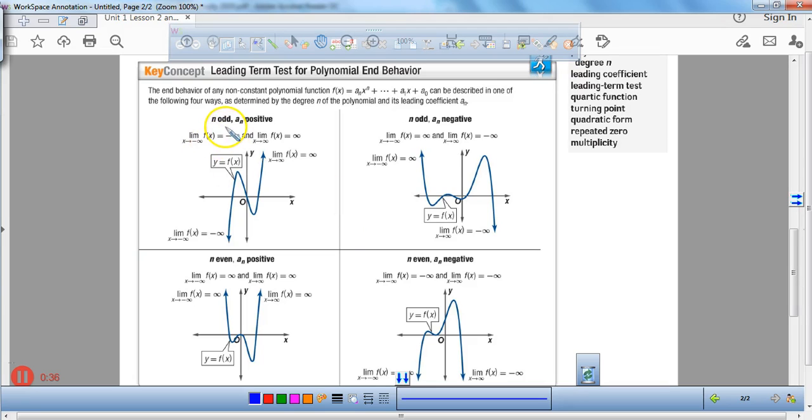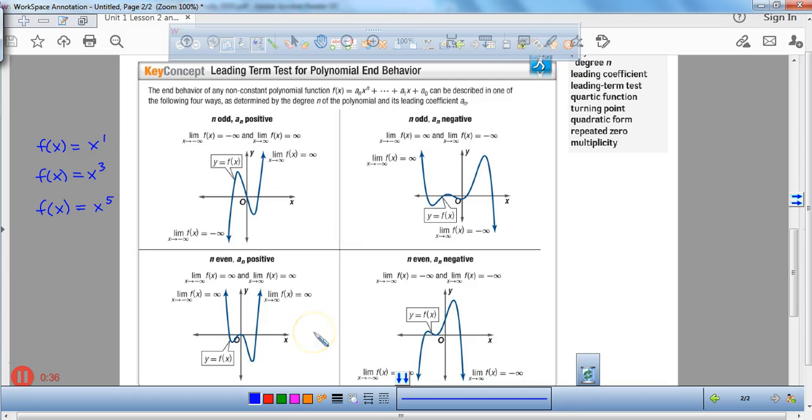So all odd degree functions that are positive will have this end behavior. So what would that be? And I'll write some examples here. For example, if I said f of x equals x, or f of x equals x to the power of 3, or f of x equals x to the power of 5. No matter what it is, as long as it's an odd exponent and the leading coefficient is positive, this is what the end behavior will look like.